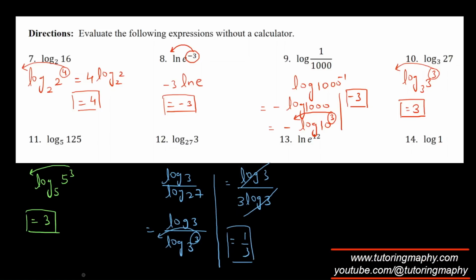Okay. Over here we have log of e raised to 12. That's pretty straightforward, right? 12 is dropped outside and we are left with ln e, and ln e is just 1, so the answer is 12. And log 1 is just 0. In fact, it doesn't matter what the base is. If we take log of 1 of any base, the answer is 0.